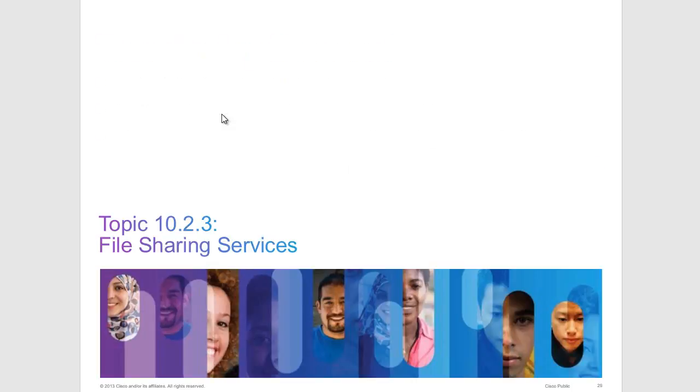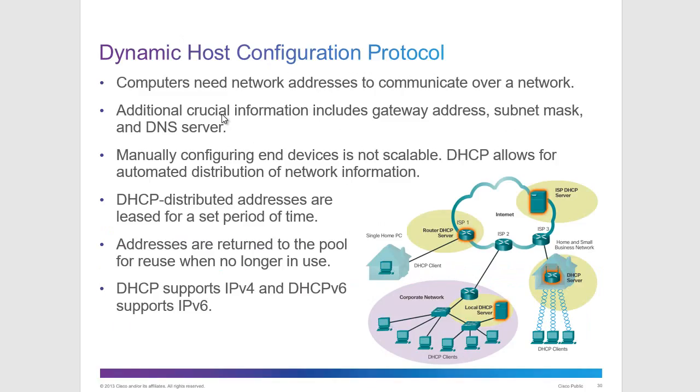All right, file sharing, almost done. Here we have Dynamic Host Configuration Protocol, or DHCP. We get more into DHCP and setting it up on a router in CCNA 2, but for now we just need to know what it is. DHCP dynamically configures addresses, giving you information including the default gateway address, subnet mask, and DNS server. Also your IP address, of course.